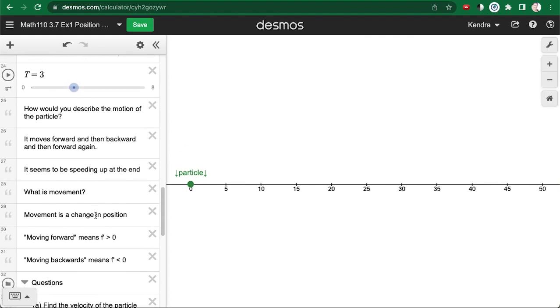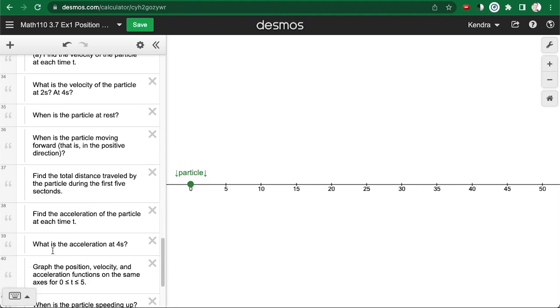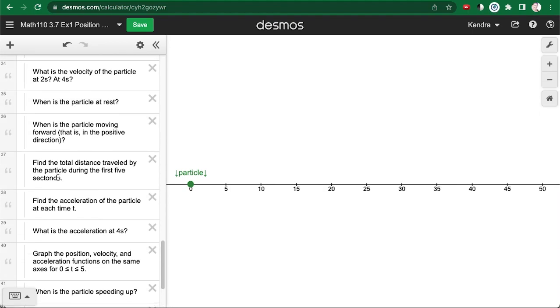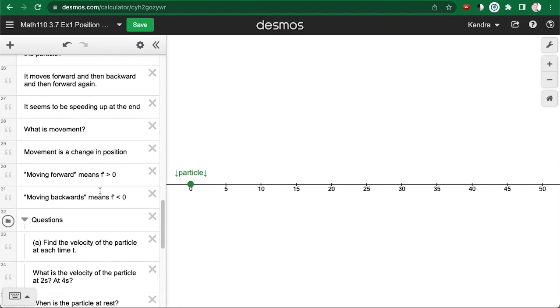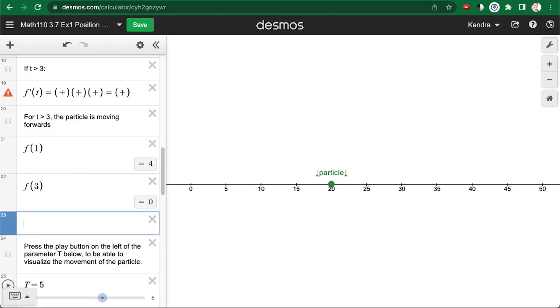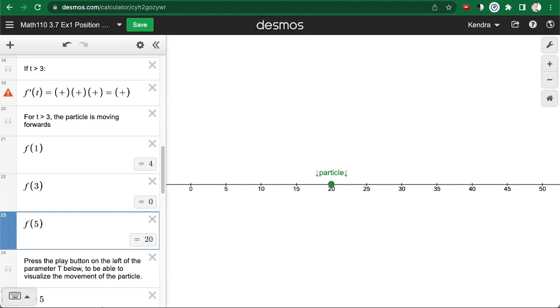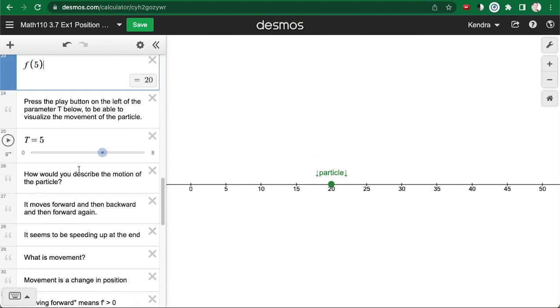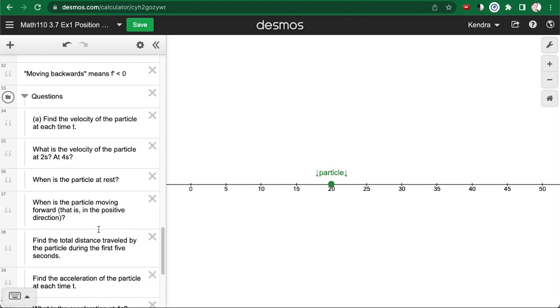All right. Oh, but so there was this question of find the total distance traveled by the particle during the first 5 seconds, okay? And if we want to do that, well, what happens? So I go forward by 4 meters, and then I go backward by 4 meters, and then I go forward, how many? It looks like 20. Let's see, what is f of 5? 20.